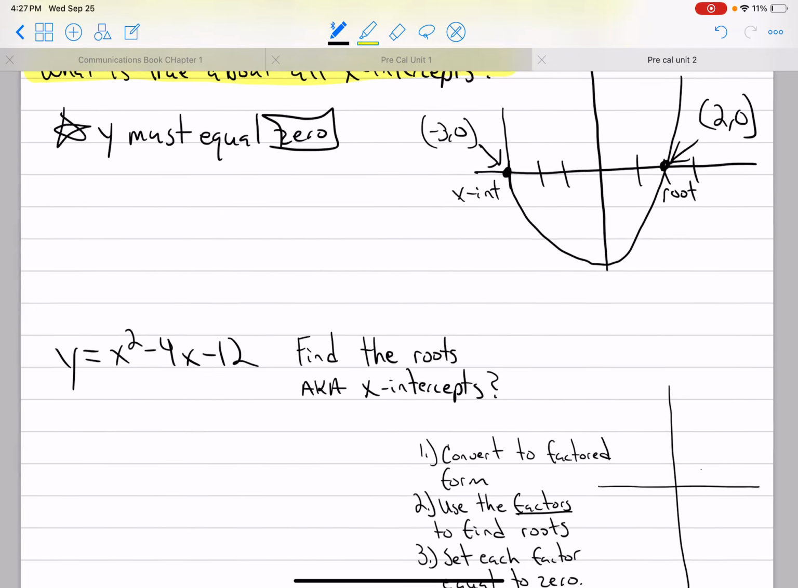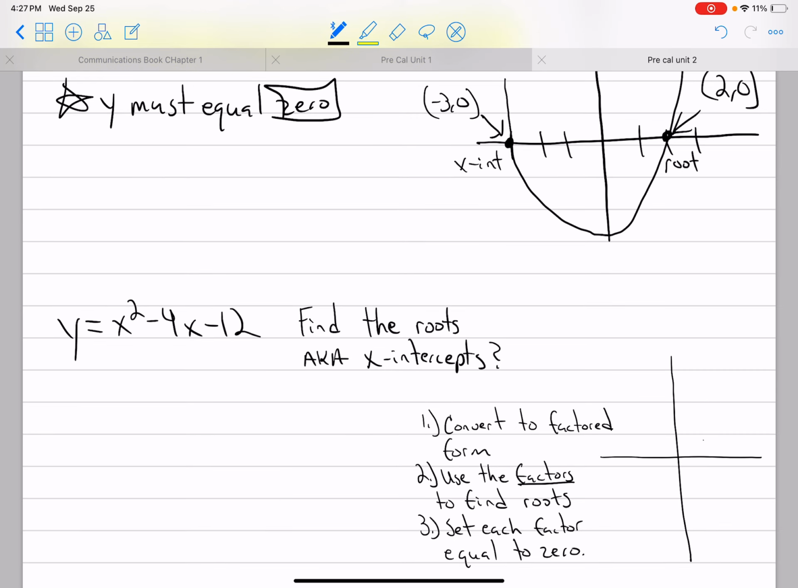So let's keep it moving. Go ahead and write down this problem. What we're going to do is find the roots, aka the x-intercepts, from this problem. And I'm going to tell you ahead of time how we're going to do it. We're going to take that problem and convert it into factored form, factor it. Secondly, we're going to use the factors from factored form to find the roots, and we're going to set each factor equal to 0. All right? So let's jump in here and let's make that happen.